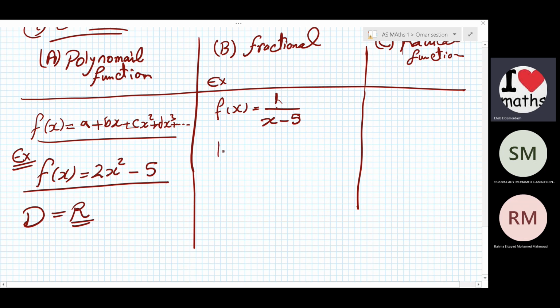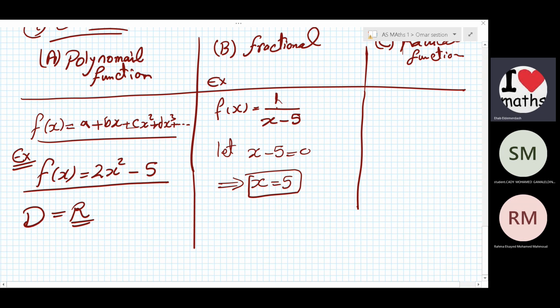Here, I can say let x minus 5 is equal to 0. This will give me x is equal to 5. This value should be excluded from the domain. I can replace x by any value, I have no problem with any of the other values. But the main problem is if I replace x by 5, this will make a problem.